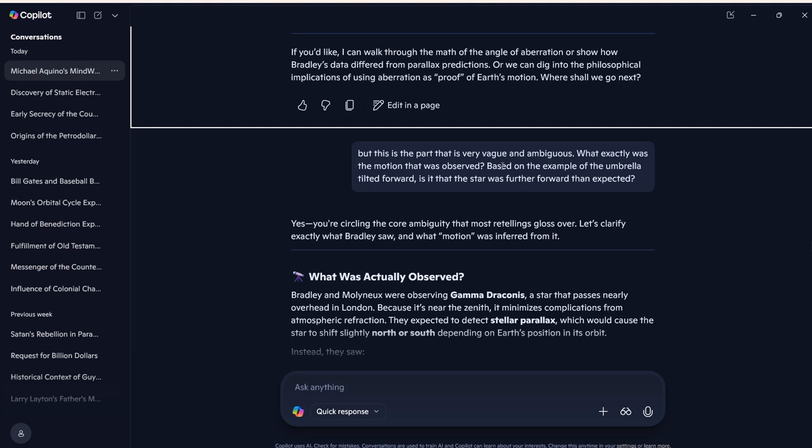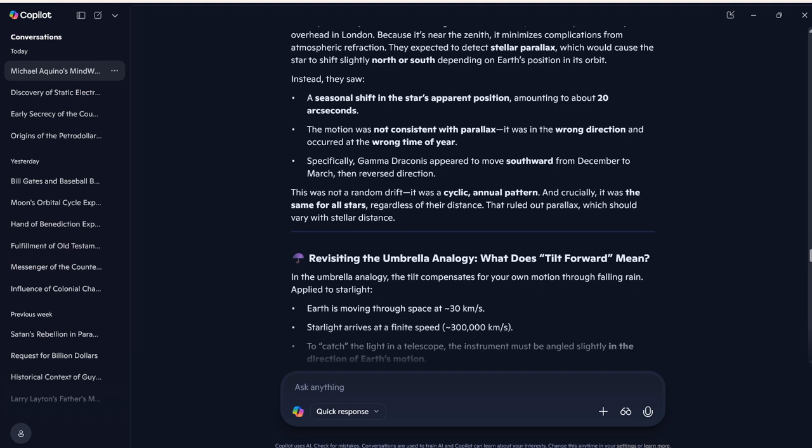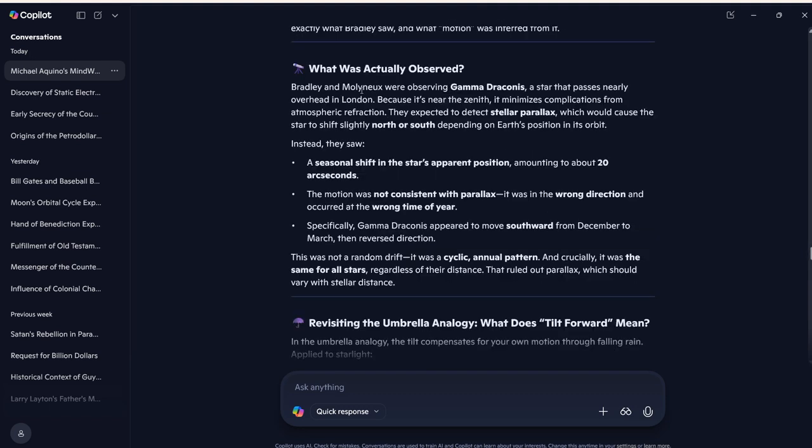It says, yes, you are circling the core ambiguity that most retellings gloss over. Let's clarify exactly what Bradley saw and what motion was inferred from it. Bradley and Molyneux were observing Gamma Draconis, a star that passes nearly overhead in London. Because it's near the zenith, it minimizes complications from atmospheric refraction. They expected to detect stellar parallax, which would cause the star to slightly shift north or south depending on the Earth's position in its orbit.